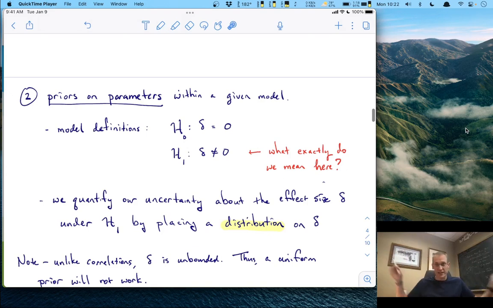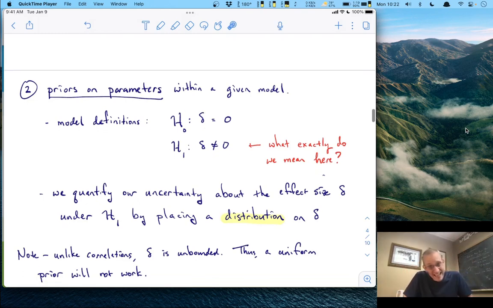Now you'll remember in lecture 4, this was an easy thing. In fact, in all of the lectures leading up to here, this was actually an easy thing to do. If you didn't know anything about the parameter of interest, you could just place a uniform distribution on it, right? That worked very nicely for binomial parameters because they could only range from 0 to 1. It also worked really nicely for correlations because correlations can only range from -1 to +1. And so because that range of possible values for your parameter is bounded, it's easy to place a uniform distribution on it and say every possible parameter value is equally likely. In this case, that won't work.